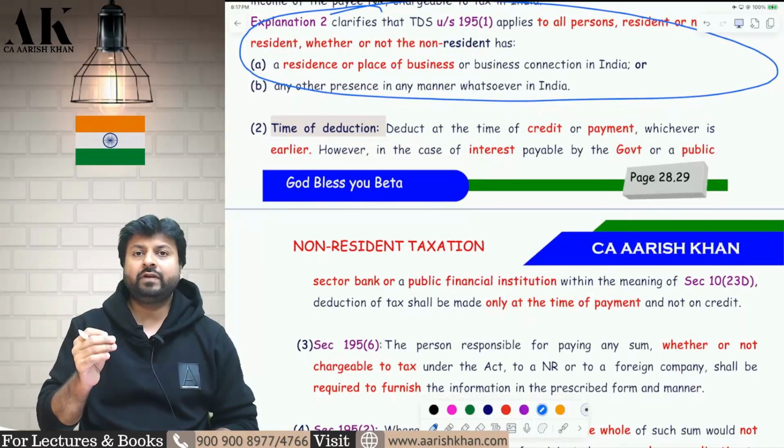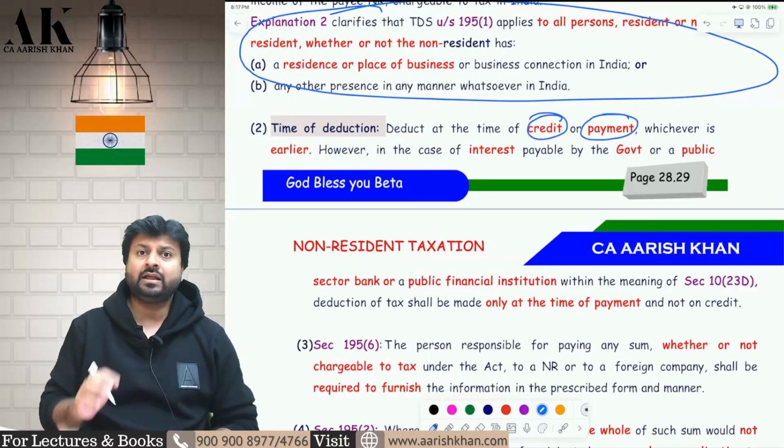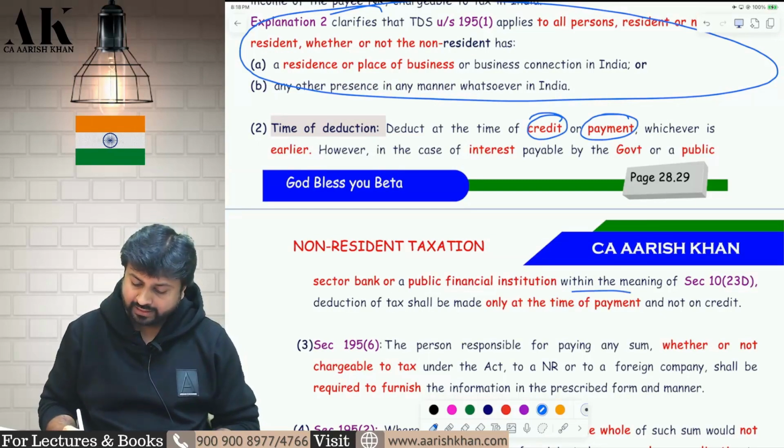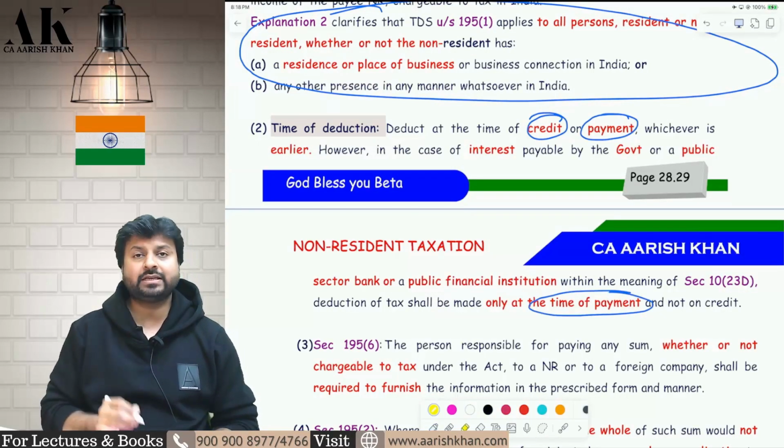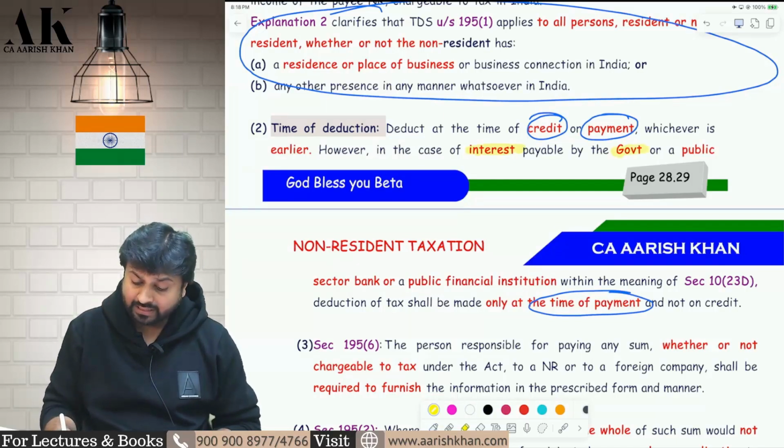Timing of deduction. When will you deduct the TDS? Generally, you will deduct the TDS on credit or payment, whichever is earlier. But in some cases, you will deduct the TDS at the time of payment. What are those cases? If the payment is of interest, and it is made by government or public sector bank or public financial institution.